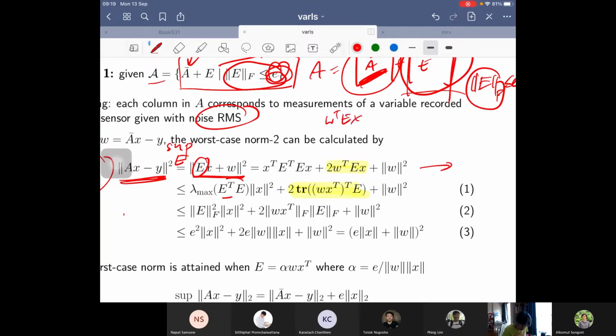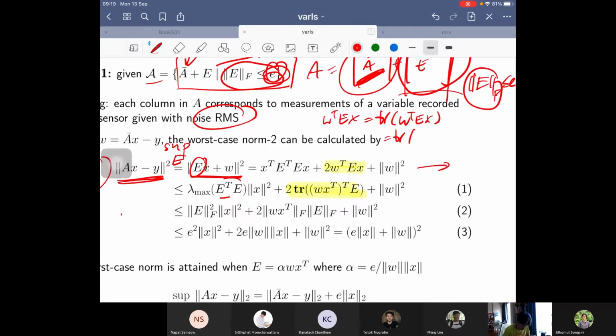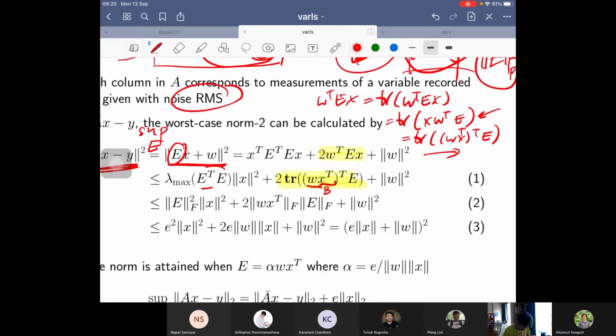W transpose Ex is actually the same as the trace of W transpose Ex, because this is a scalar, and a scalar equals the trace of itself. Then you can use the circular property of the trace, which says I can move x around to the front, and then I write it as the trace of W x transpose E. So I can look at this as another matrix, let's say B. That's the second term.